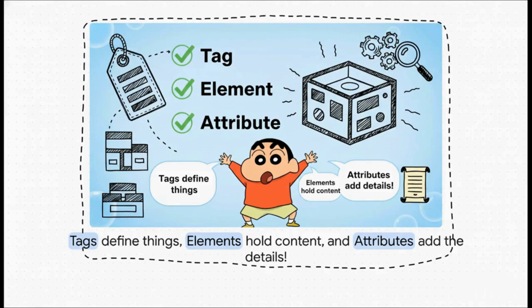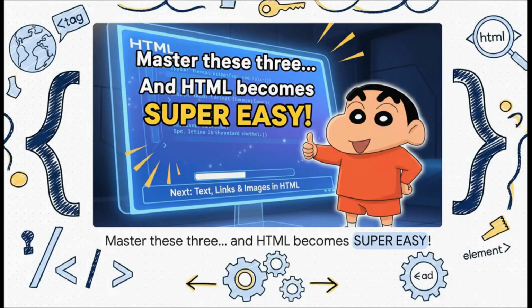And if you remember anything, remember this. Tags are the labels. They define what something is. Elements are the complete packages. They're what actually hold the content. And attributes, they're just the little notes that add those extra crucial details. And honestly, that's the whole secret. Once you really get the role that each of these 3 keys plays, the entire structure of the web just clicks. It all makes sense. So what part of a website are you going to go try to decode first?